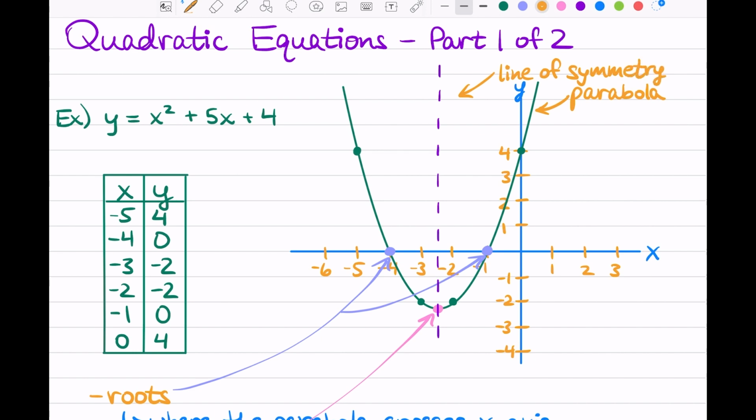So I mentioned that the vertex can be the lowest or highest point on a parabola. In this example, the parabola curves up, so the vertex would be the lowest point. We'll also look at parabolas that curve down. For example, we could have a parabola that looks like this. And in this case, our vertex would be the highest point on the parabola.